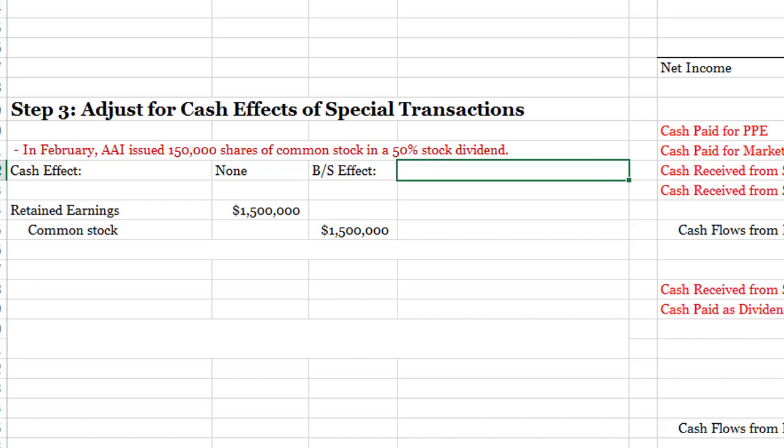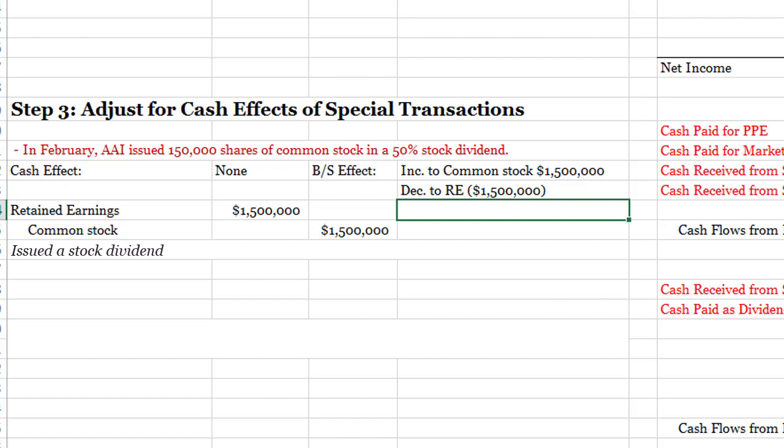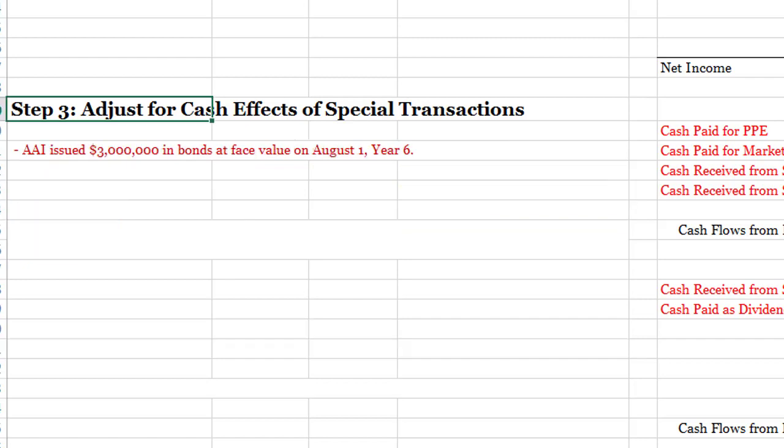So this is going to be an increase to common stock, 1.5 million, and a decrease to retained earnings. Those are my two balance sheet accounts, and I got to do a journal entry. So life is good. That's all that really matters. Because there's no cash effect here, I don't have to worry about putting anything into my worksheets, so I can just move right on to transaction 10.